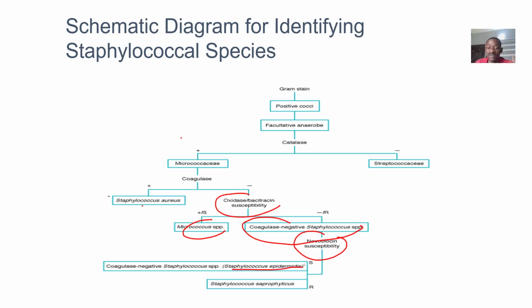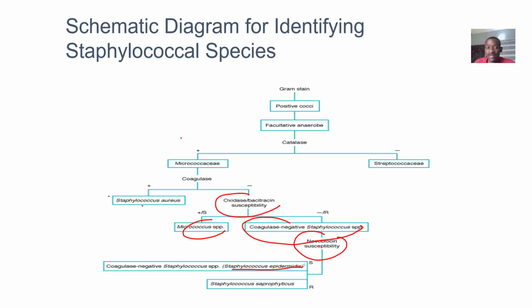Therefore, under the coagulase-negative Staphylococcus, we have Staphylococcus epidermidis. We have Staphylococcus saprophyticus. We also have Staphylococcus lugdunensis. We also have Staphylococcus haemolyticus.